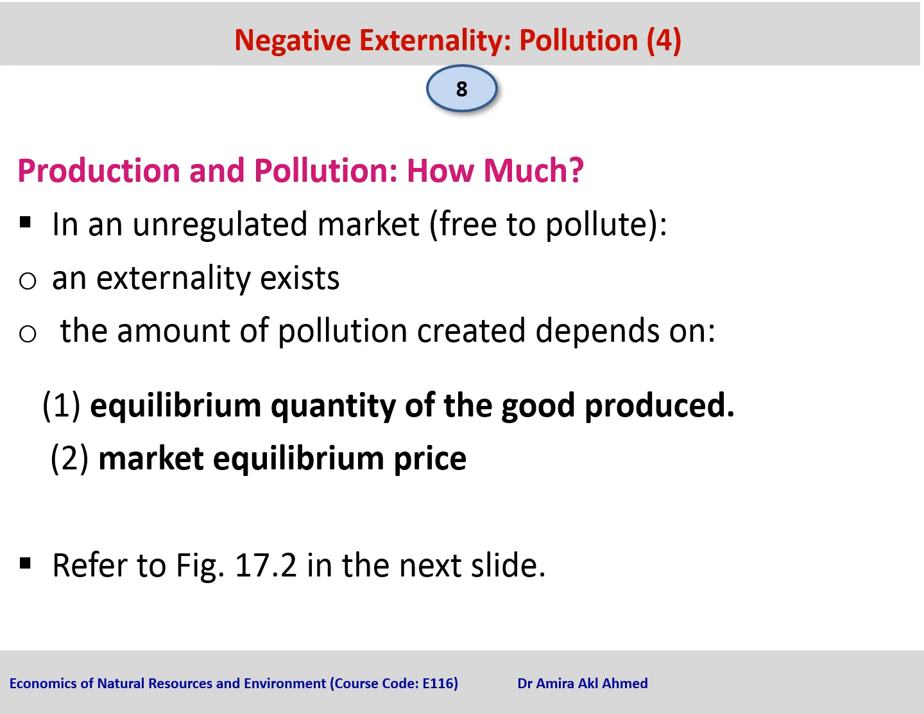Assume that there is an unregulated industry. This means that this industry is free to pollute. In such a case, the amount of pollution created by this industry depends on the market equilibrium price and the quantity of the good produced. For more discussion, let's consider figure 17.2 in the next slide.